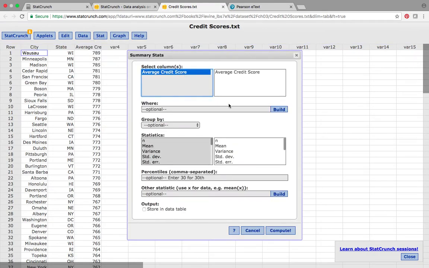All right, so part B, we want to take a look at the variance, the standard deviation, the range, the IQR, and it looks like the coefficient of variation.